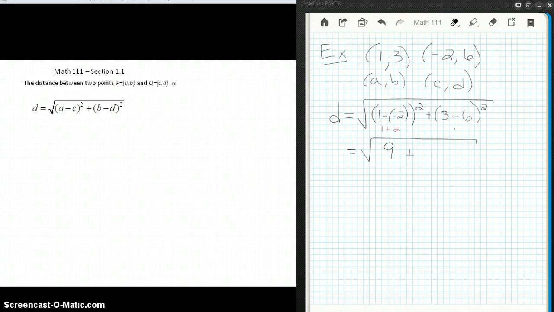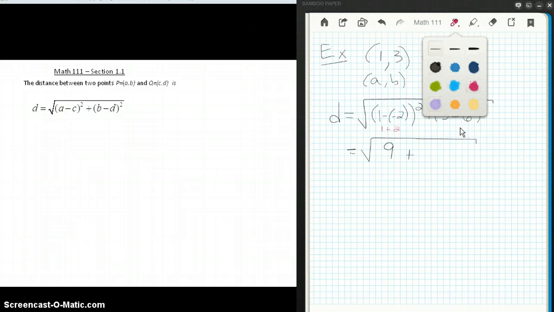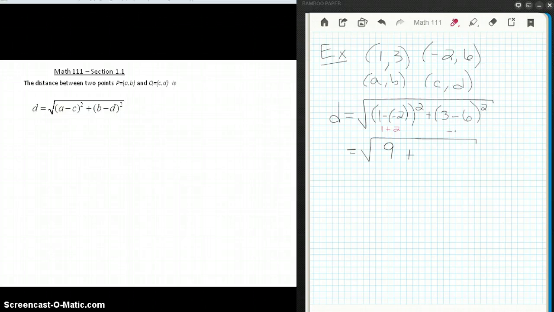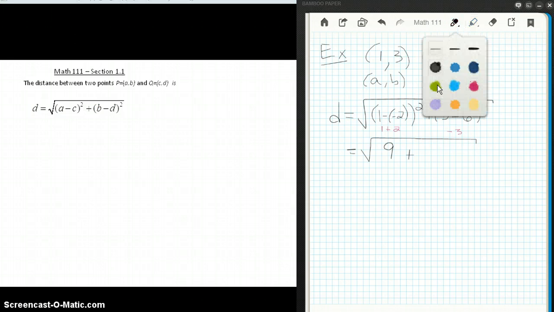What is 3 minus 6? Well, 3 minus 6 is -3, right? So this is -3. And we need to square that thing. Negative 3 squared is another 9, right? So we've got 9 and 9.